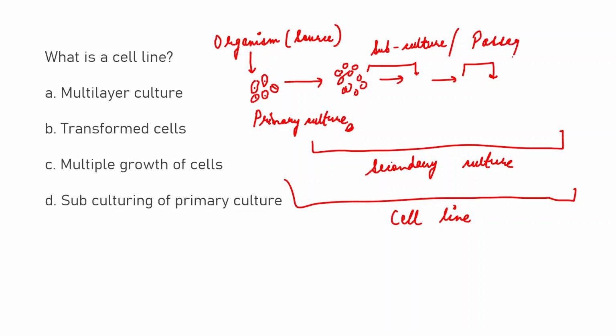So that is how we refer to the culture. So if this is the primary culture, then from here we'll start our P1, that is the subculture 1, then P2, then P3, and so on. So this is your passage. So a cell line is a subculturing of your primary culture.